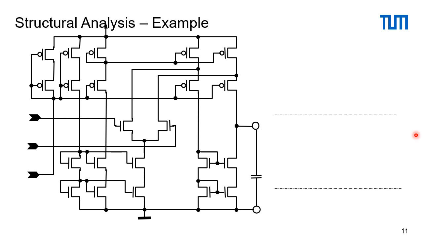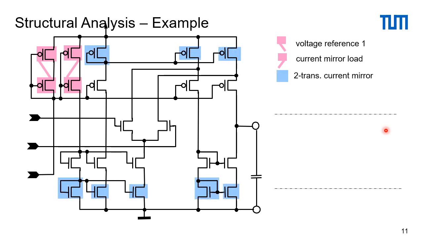So this is some kind of folded cascode op-amp, I think 22 transistors. Now, what does the algorithm do? It goes through the library and it looks for the pairs. So here we have a voltage reference of type 1. Over here we have a current mirror load. Then we have 2 transistor current mirrors, right? This one together with this one is a current mirror. This one together with this one is a current mirror. Those two, and those two.